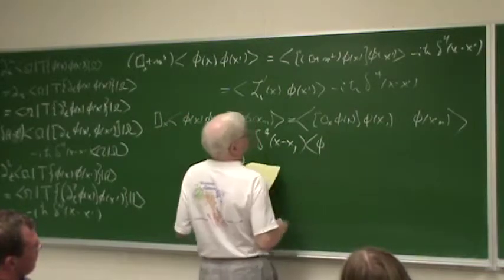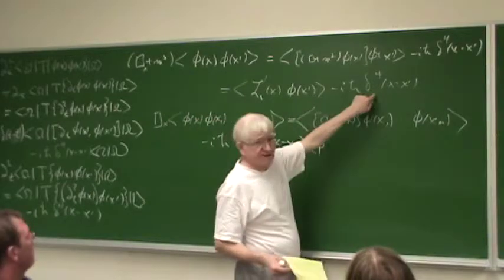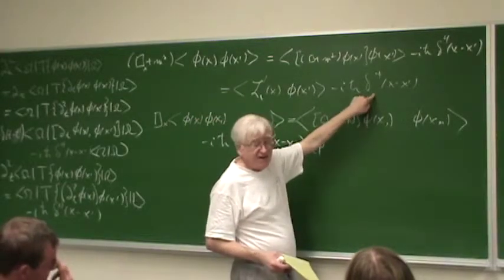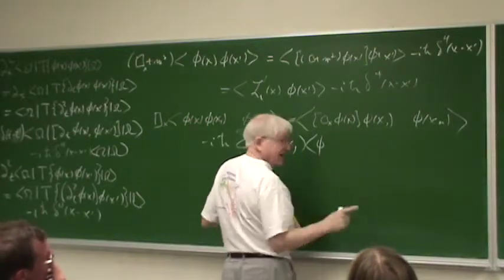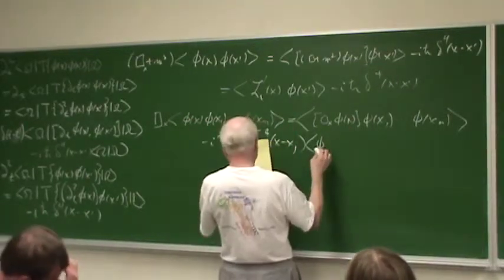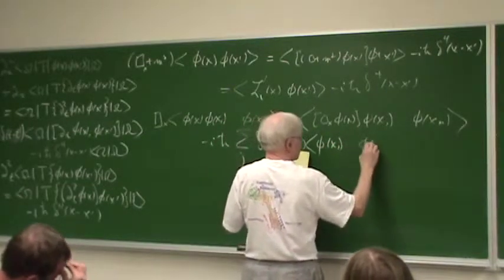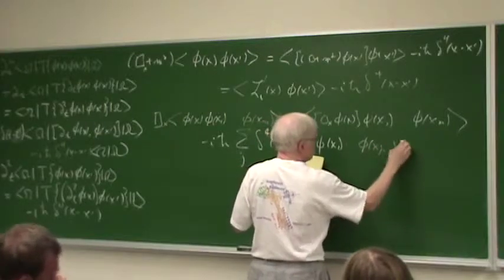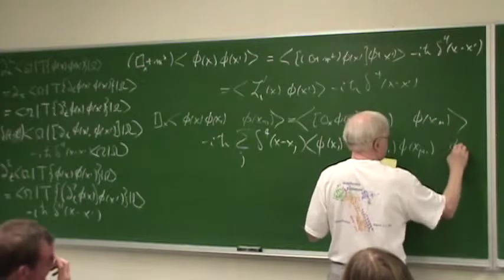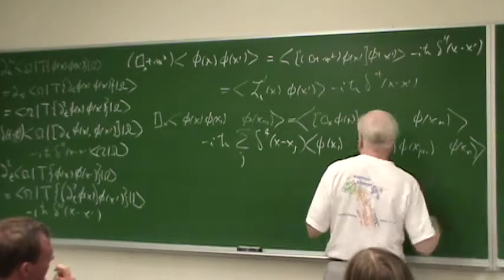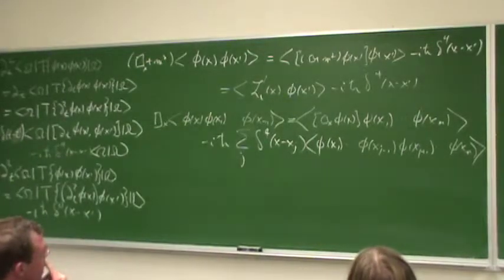And now, you see over here, we had two fields. The contact term has no fields in it. So now what we're going to have, instead of n plus 1 fields, we're going to have n minus 1 fields. And so it's going to be, for example, phi of x1 ... phi of x j minus 1, phi of x j plus 1 ... phi of xn. Okay. So those are the contact terms.